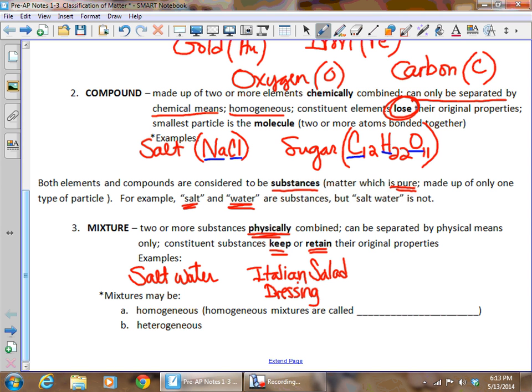Homogeneous mixtures look the same throughout. You know there's stuff in there, you know there are different substances in there, but you can't see the different substances. And we actually give those types of mixtures a special name. If they are a homogeneous mixture, they're referred to as a solution.